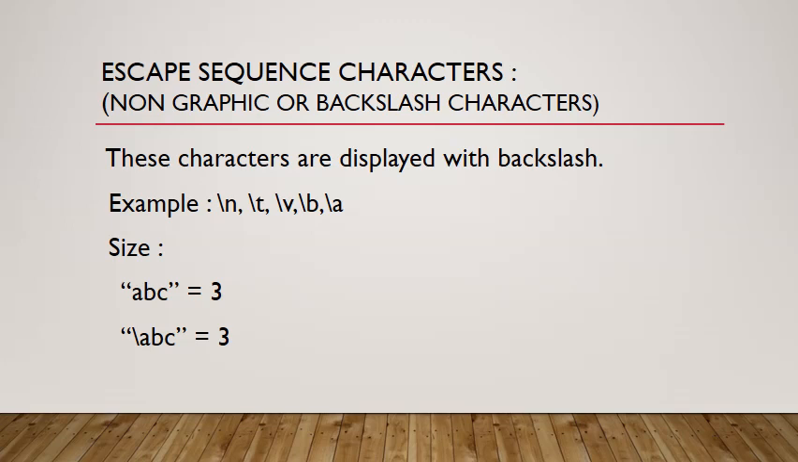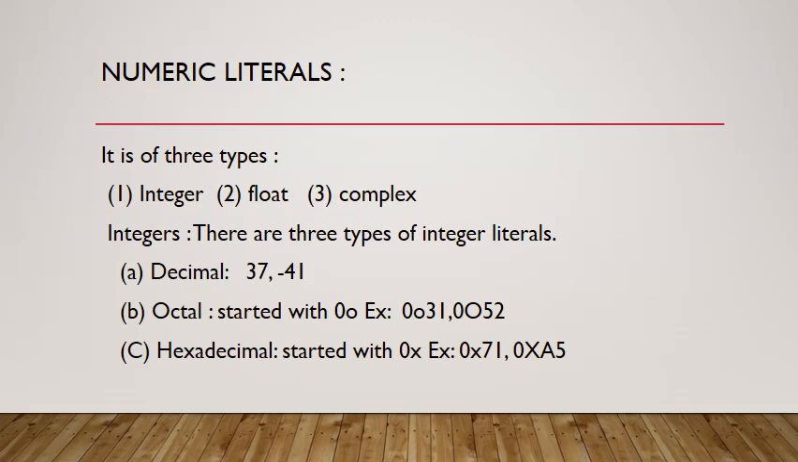Next literal is numeric literal. It is of 3 types: integer, float, and complex. Integer literal. There are three types of integer literal: decimal. Any sequence of digits written by using decimal digits is called a decimal literal, like 37. It can be positive or negative, like minus 41.